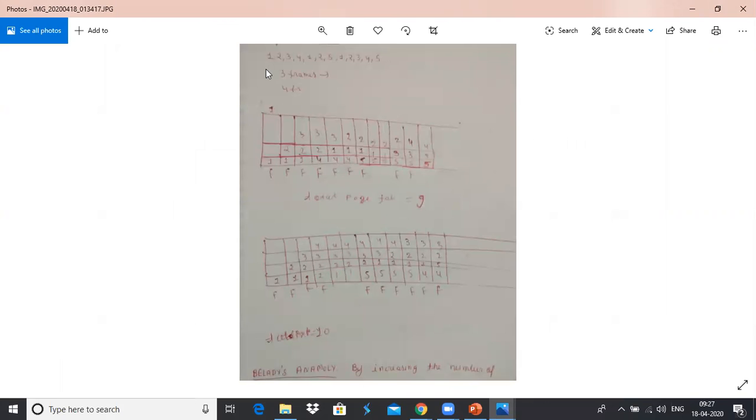Here 1, 2, 3, 4. Take one example: 1, 2, 3, 4, 1, 2, 5, 1, 2, 3, 4, 5. Initially 3 frames are available, 3 empty frames. First request for memory reference 1. So 1 comes here, again request for 2, so 2 comes in frame number 2.